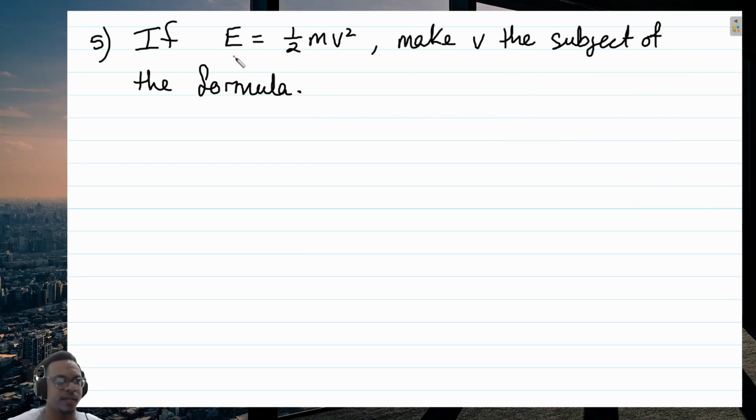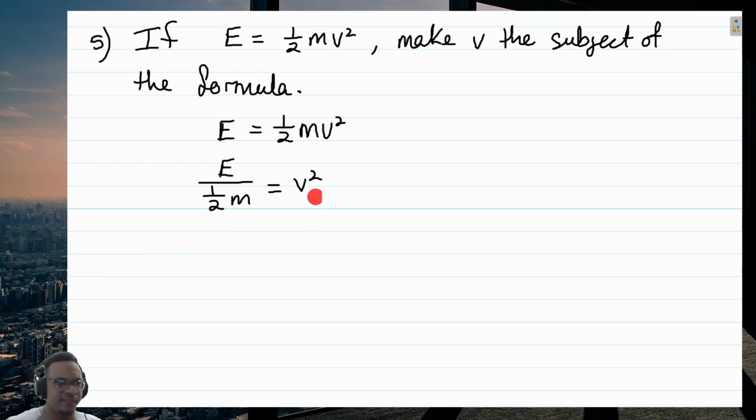So in this question, we have E is equal to half m v squared, and we want to make V the subject of the formula, which is the same as transposing for V. So the first thing we're going to do is transpose for the V squared. This half m is being multiplied by the V squared. So when I transfer this half m across the equal sign to the left hand side, the operation will change to division, and this half m would go under the E. So I'll have E divided by a half m, which is equal to V squared.